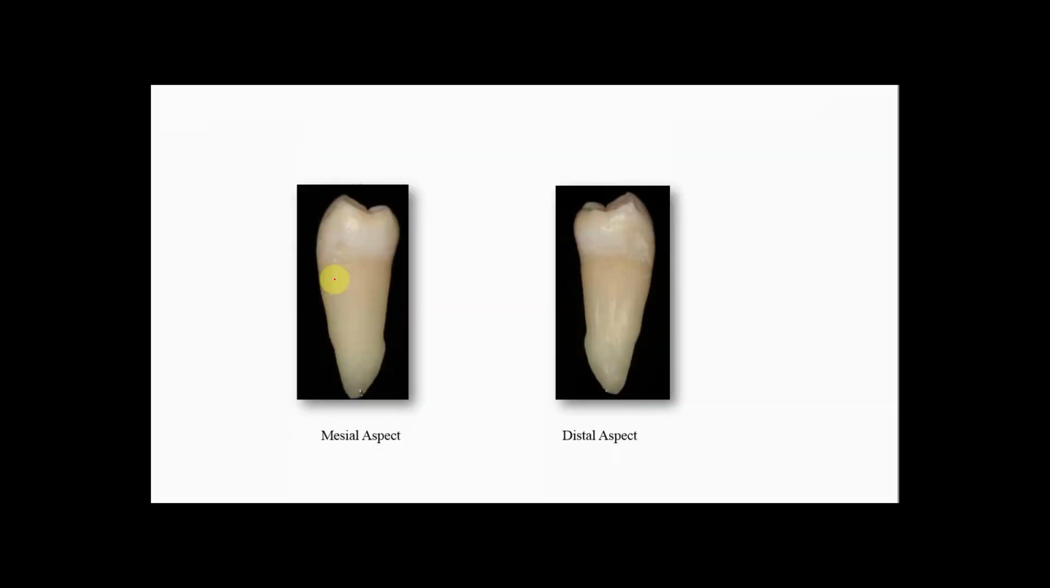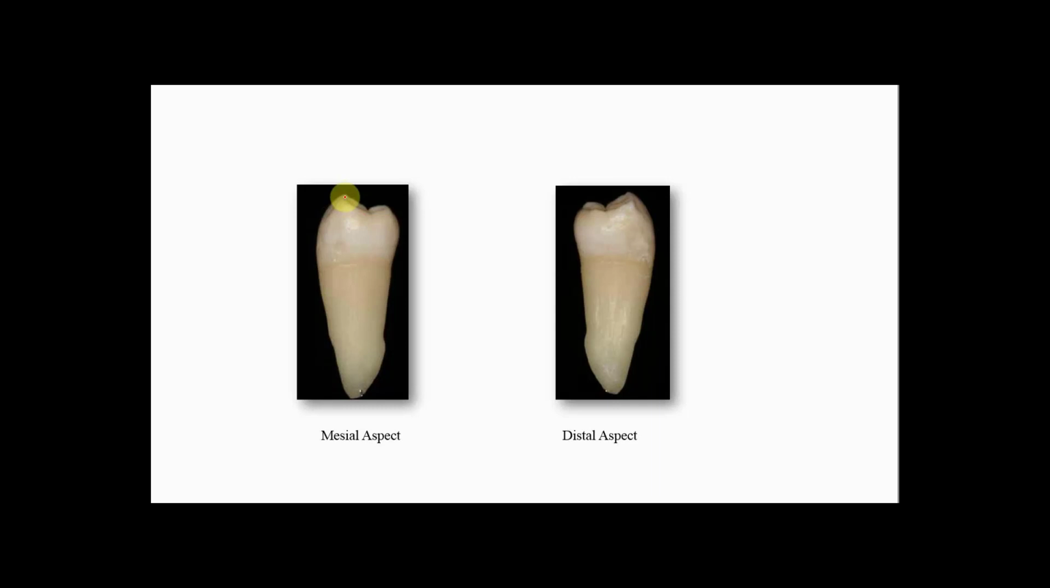If we examine a natural tooth specimen of a mandibular second premolar from the mesial and distal aspect, it's obvious that from the mesial aspect, less of the occlusal surface can be seen compared with the distal aspect because the mesial marginal ridge is at a higher level.